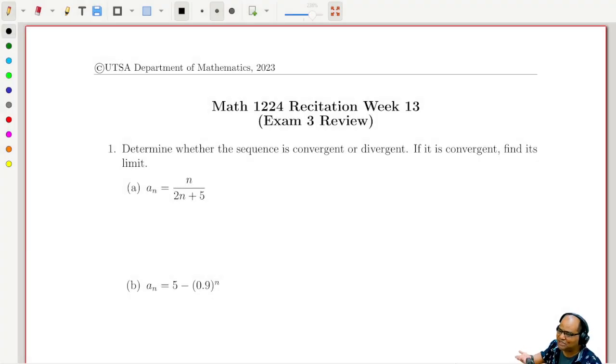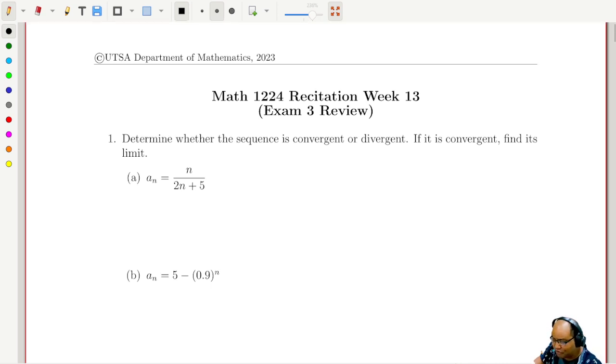Okay, so we're gonna start off by reviewing some very basic things about sequences, and in particular, we're just really gonna be talking about convergence versus divergence. So we just have a bunch of sequences here, and we're gonna determine if they're convergent or not. A lot of these just come down to, do you know how to find limits? So we're going to blaze through these very quickly.